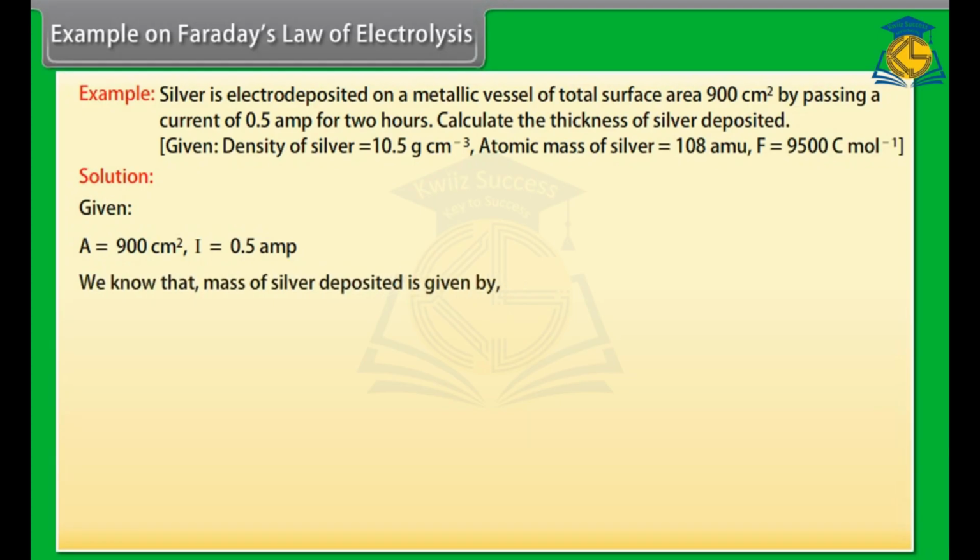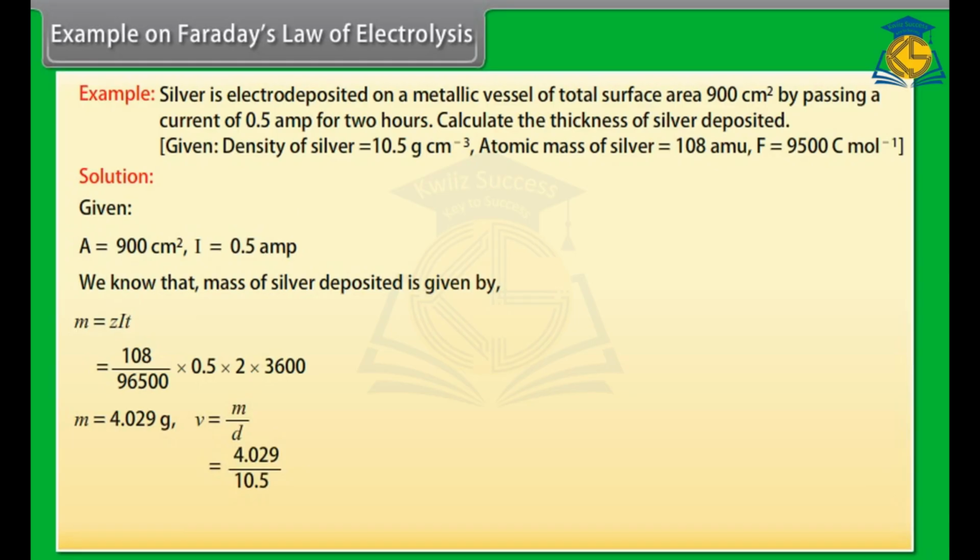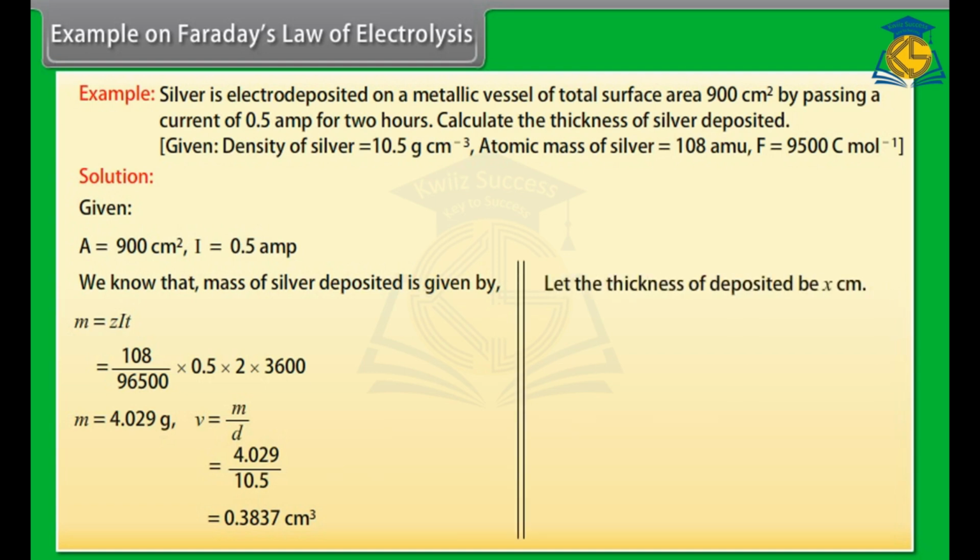We know that mass of silver deposited is given by m = ZIt. By putting the values we get m = 4.029 gram. We know that V = m/d. By putting the values we get V = 0.3837 cm³. Let the thickness of deposit be x centimeter.